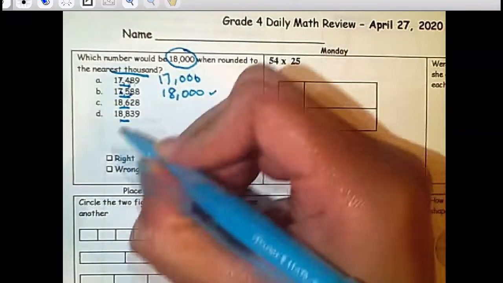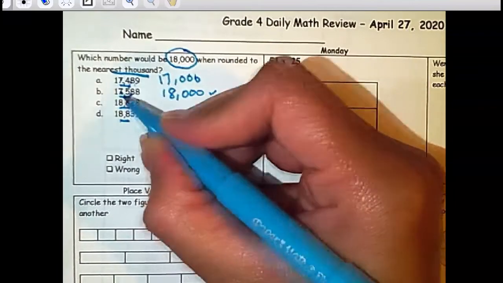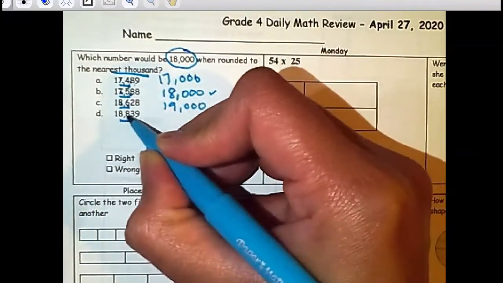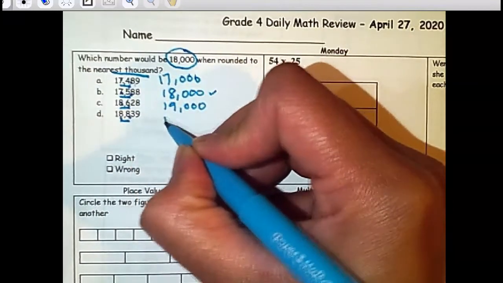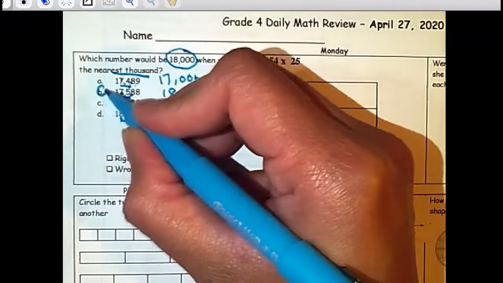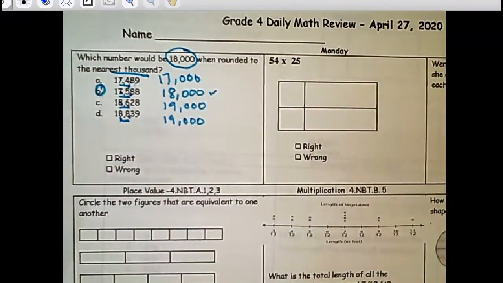That seems like the right answer, but you always want to double check. That 6 is going to make that 8 round up to 19,000, and that 8 is going to make that 8 round up also, and that number is going to round to 19,000. So our best choice is B. Go ahead and give yourself a check if you got it right, or make revisions if you have it wrong.